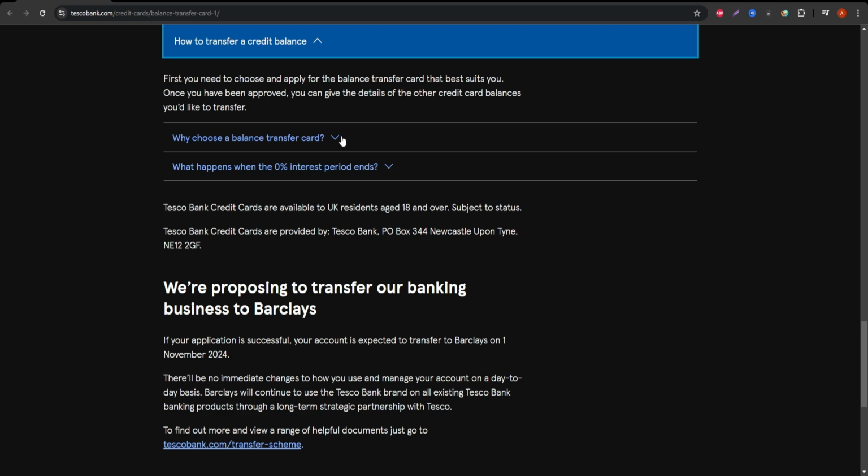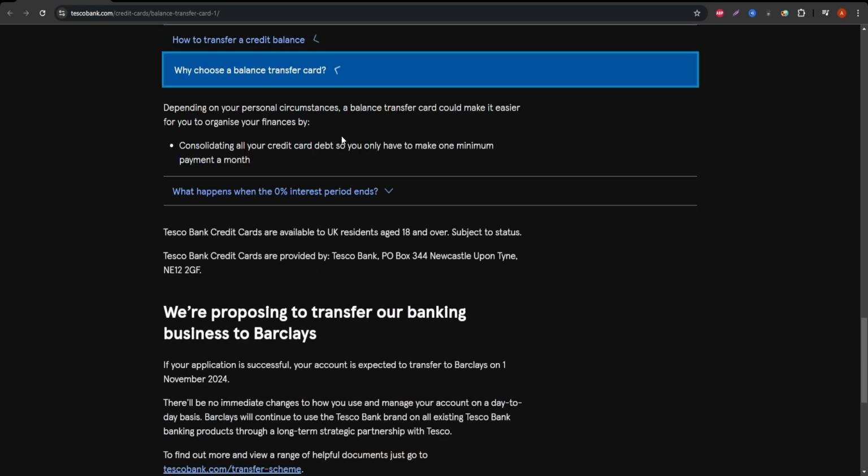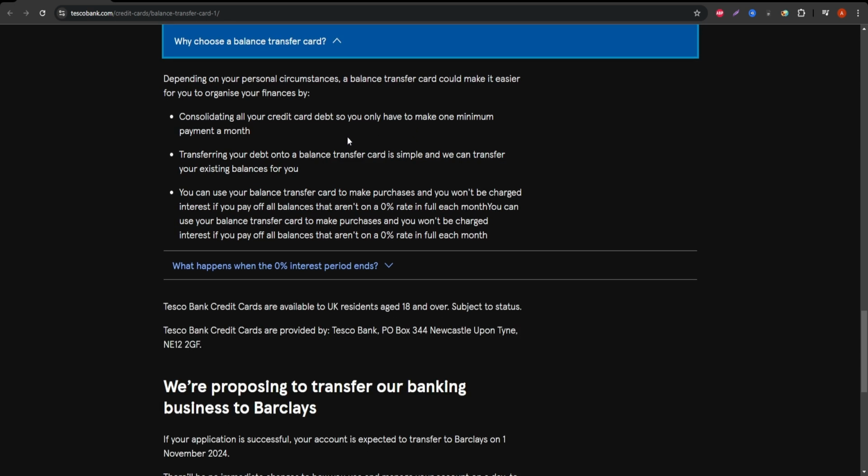Regarding costs, the annual fee is generally zero, making it a cost-effective option if managed well. However, late payment fees can apply, so it's crucial to stay on top of your payment schedule.